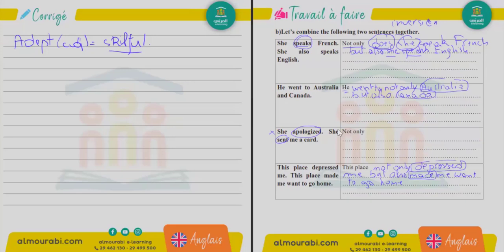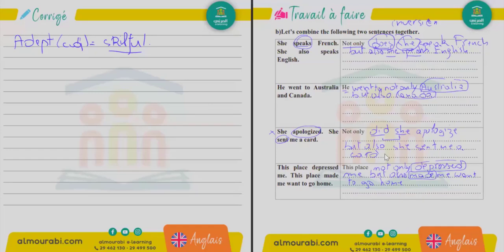Not only did she apologize, but also sent me a card. Very good. That's it. We made an inversion between did and she: not only did she apologize, but also she sent me a card, full stop.